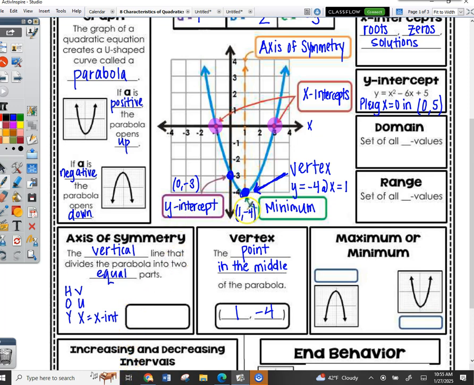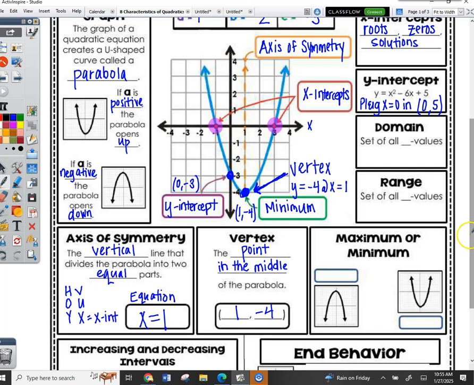What is the x value of the vertex? 1. So guess what? The axis of symmetry's equation is x equals 1, because it's passing right through the vertex. Notice right here, there's a 1. This is a vertical line, so x equals 1. That is your equation of the line. We need to make a note: this is not saying, hey, I solved it. X equals 1, no, no, no. That's an equation of a line.